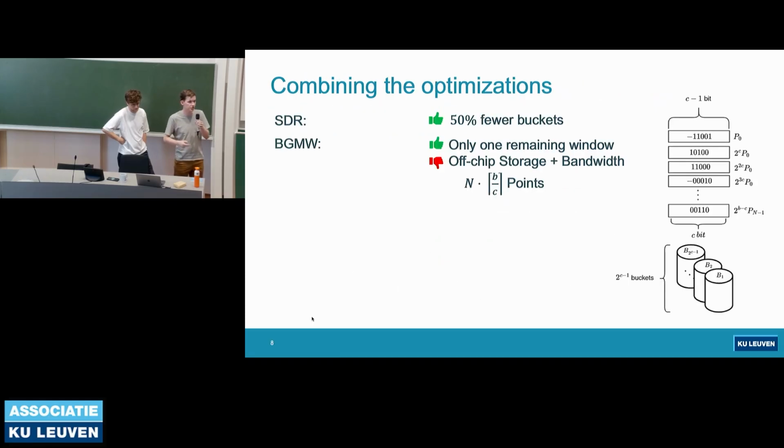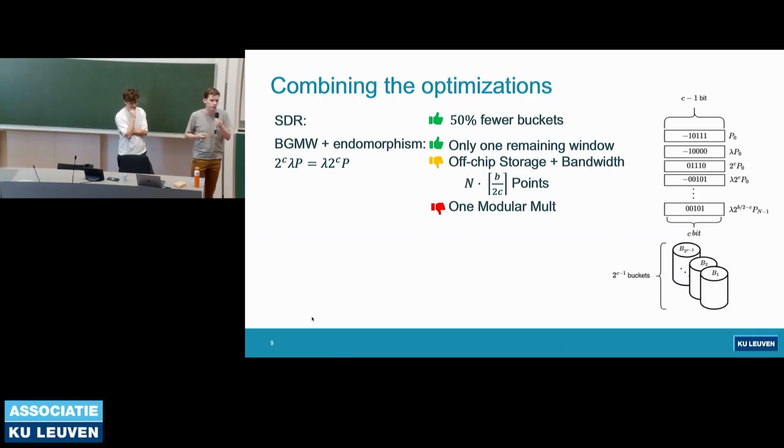Okay, this was all literature, so now let's start combining them. And first we can explain how we combined the SDR, the signed digit representation, and the pre-computation. This is quite straightforward as they don't really interact with each other. You just simply get half of the number of buckets per window and you have only one window left. However, this pre-computation that we talked about before takes n times the number of windows pre-computed points. And this is rather large, and in our paper we suggest combining this with the endomorphism to reduce this number of pre-computed points by half.